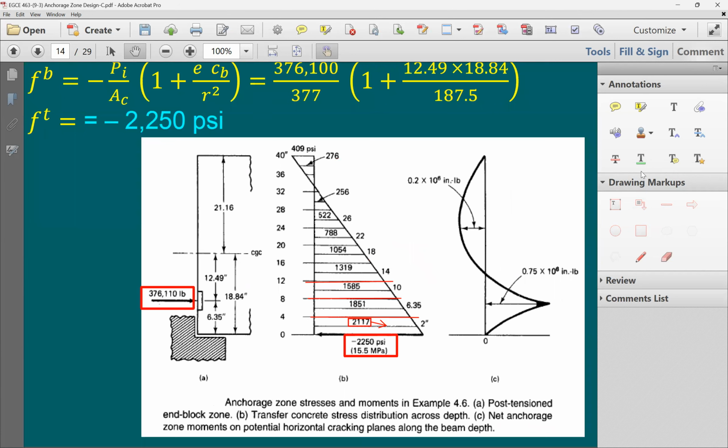What's next? Next, I'm going to come up with a small force. The force is going to be equal to 2117 psi times the height, 4 inches, times the width of the beam. With that, I'm going to have here one force, one force, one force. So I need to come up with all of these forces for the stress distribution.